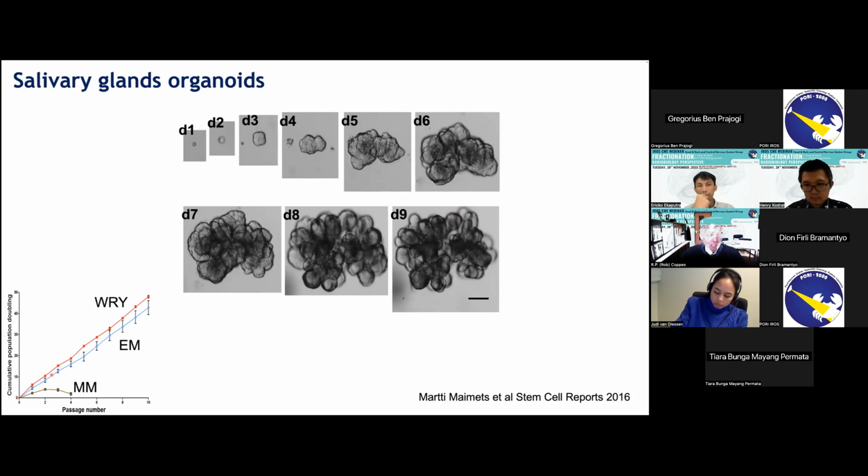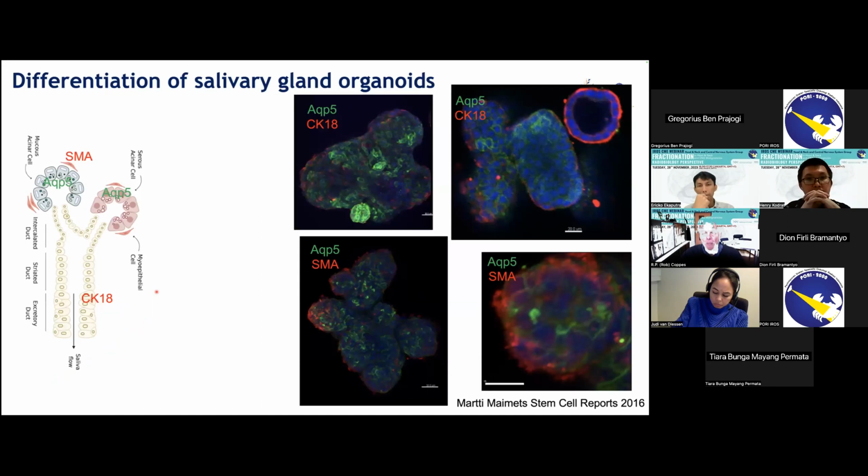And you can see here, if you use the proper medium, you can actually grow them for more than a year, and you get a lot of stem cells. But the nice thing is that you can use them to study radiation response. And to show you that these organoids actually resemble the tissue, you can see here if you make a cut through these organoids and you stain for aquaporin, which is a label for acinar cells that produce saliva in the salivary gland, and these are green here, they are abundantly present in these organoids.